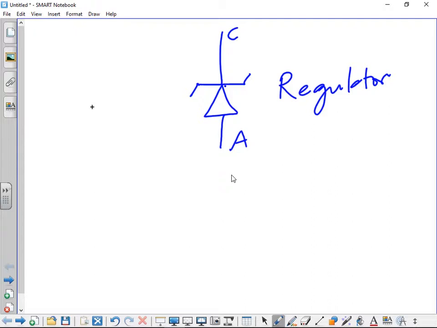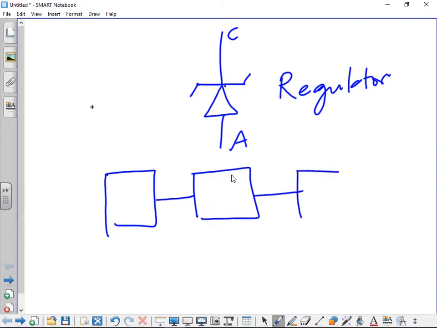So briefly, if you would remember, our power supply consisted of 3 block diagrams which we did. Here we have the rectifier and here we have the filter. So this is where your Zener diode would fit as a regulator.